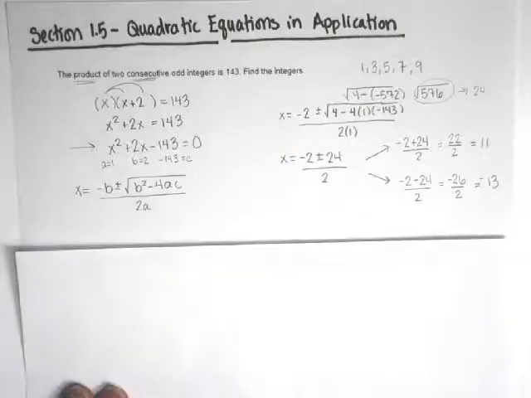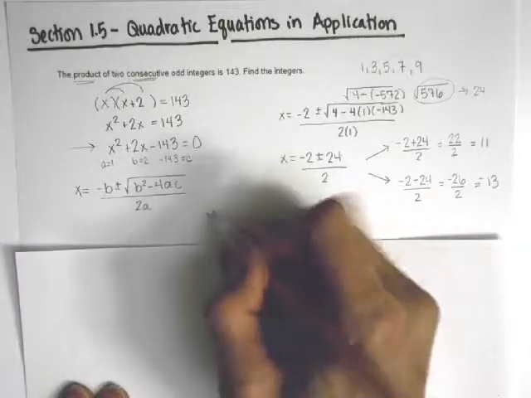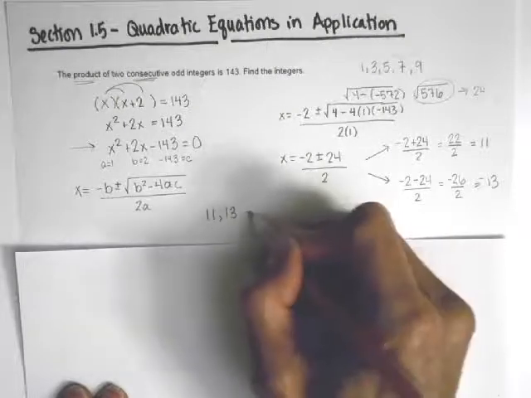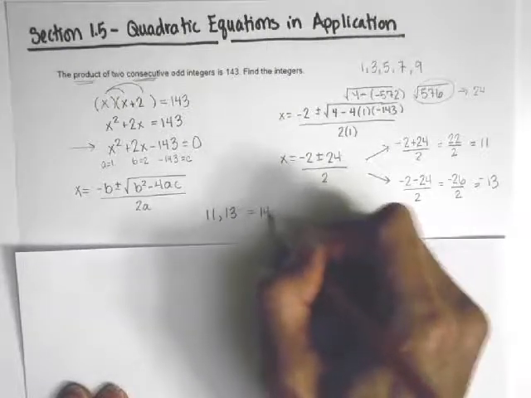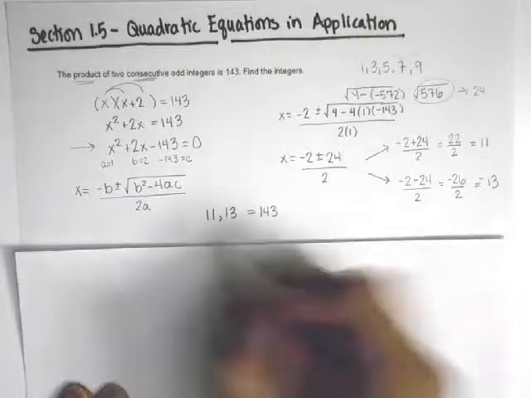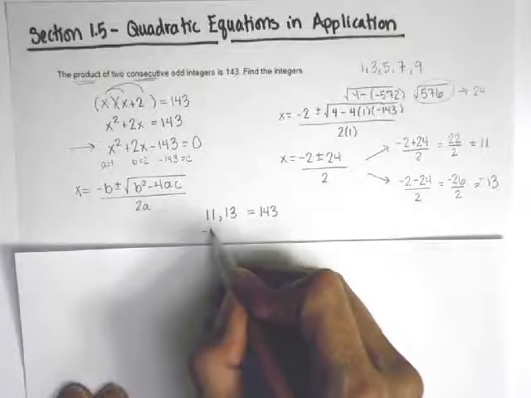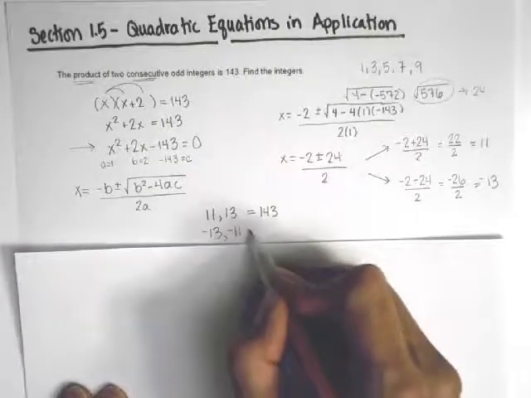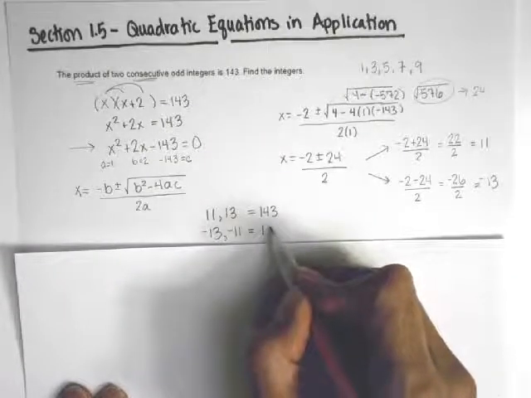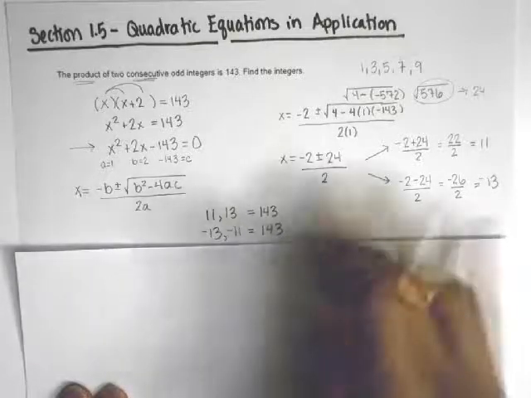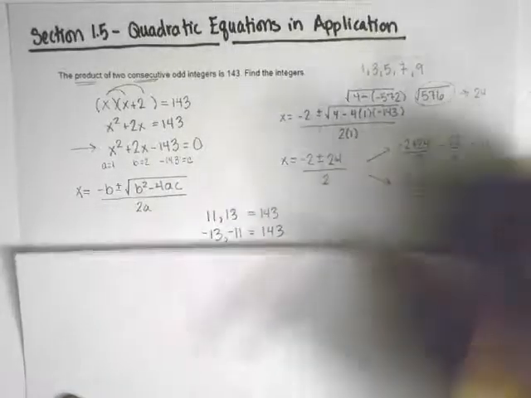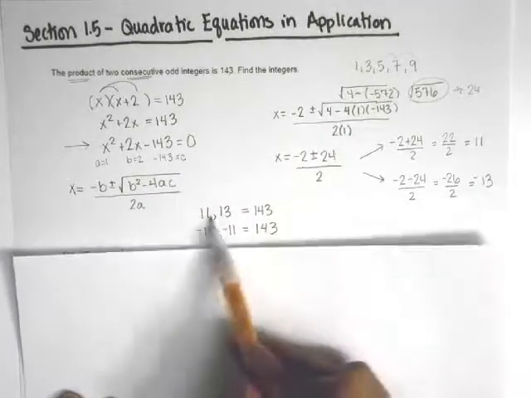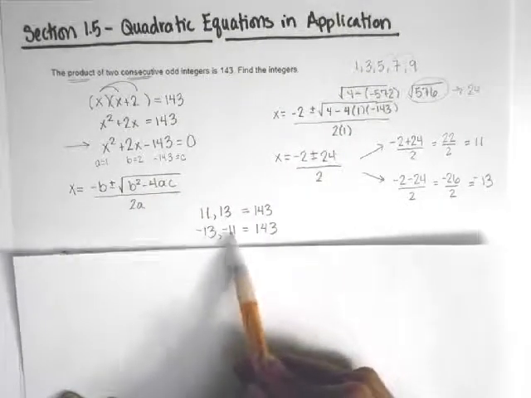So in this case, the two consecutive odd integers that will multiply together to give me 143 is if I start with the number 11 and I multiply that by 13, that will give me 143. Or if I start with negative 13 and I multiply that by negative 11, I will get 143. So these are the sets of numbers that will satisfy this equation: 11 and 13, and negative 13 and negative 11.